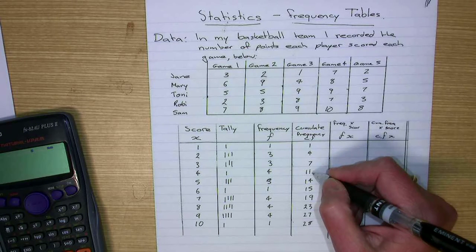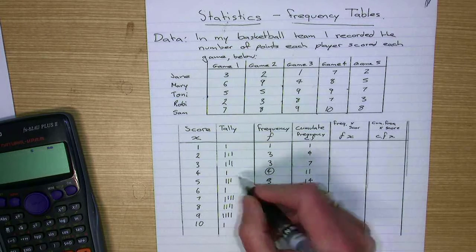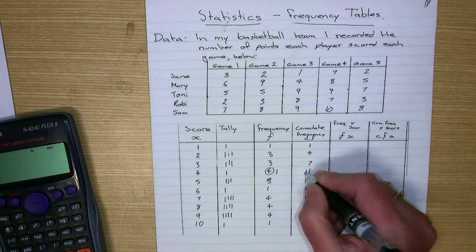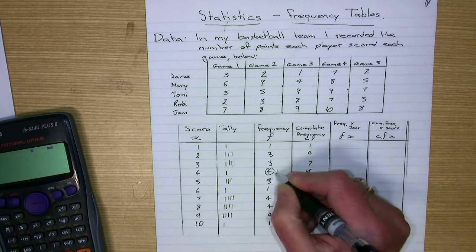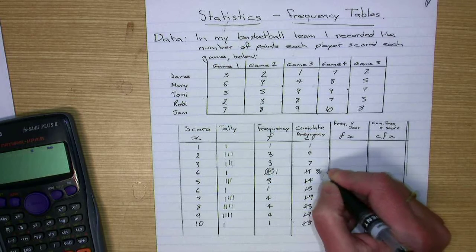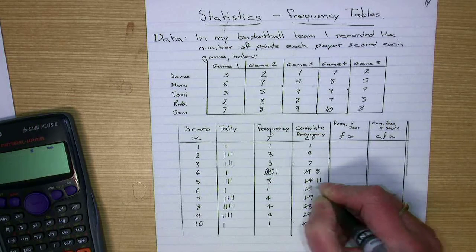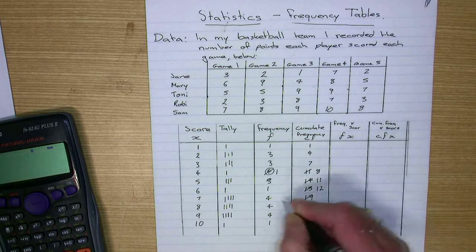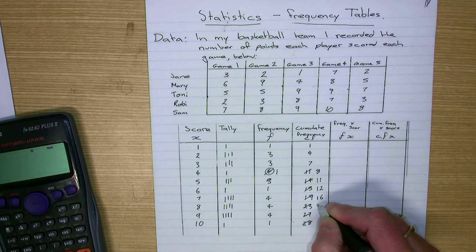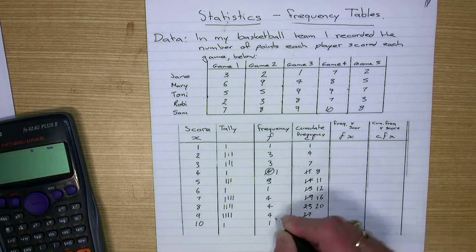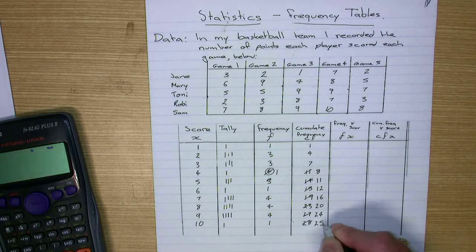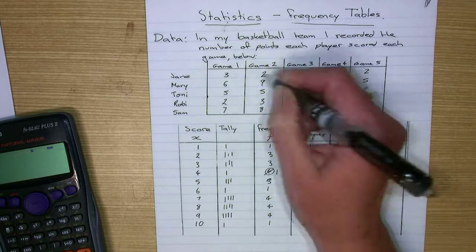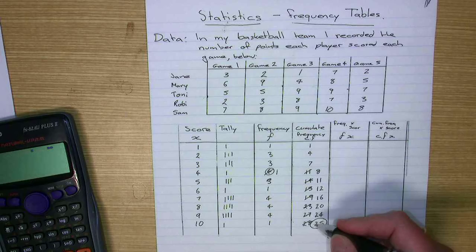Here's where my mistake is. This should be 1. So that changes my scores here. So 7 plus 1 is 8. 8 plus 3 is 11. 11 plus 1 is 12. 12 plus 4 is 16. 16 plus 4 is 20. 20 plus 4 is 24. And 24 plus 1 is 25. I know that this is the correct number because I have 25 scores up here. So my cumulative frequency should add up to the number of scores that are here.